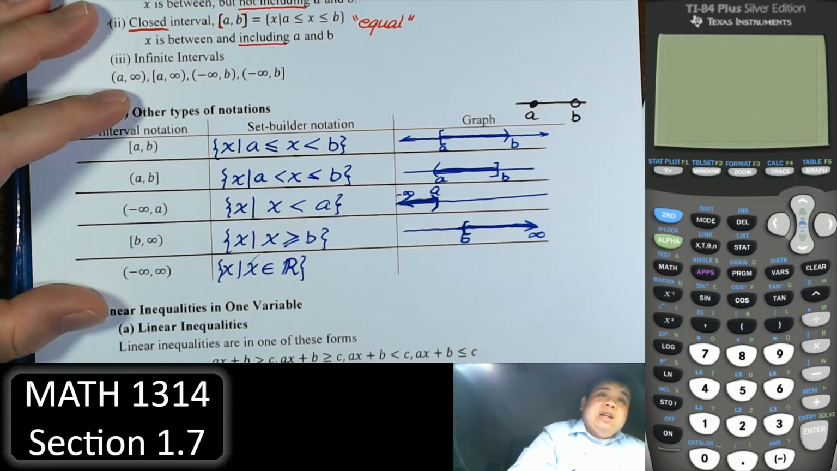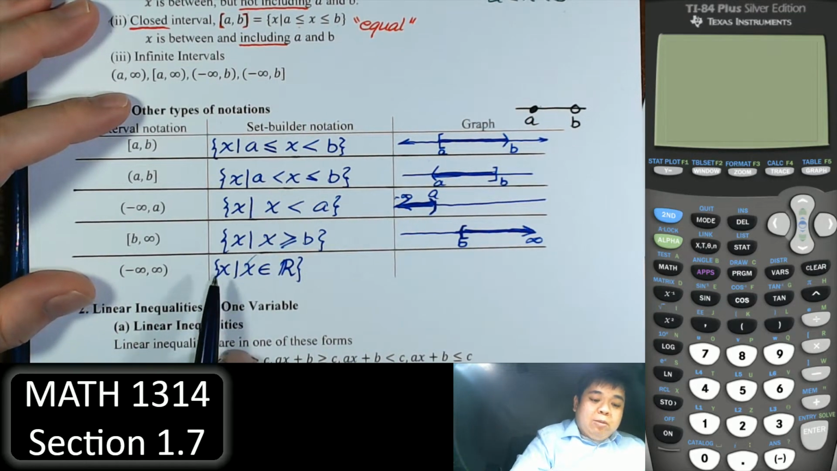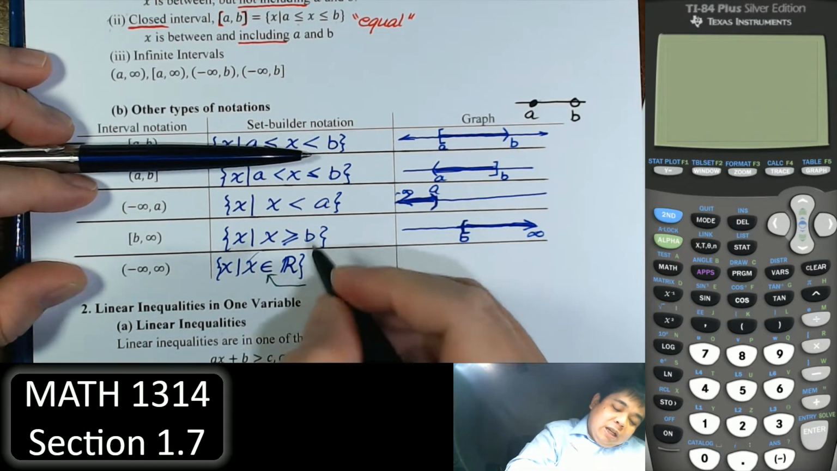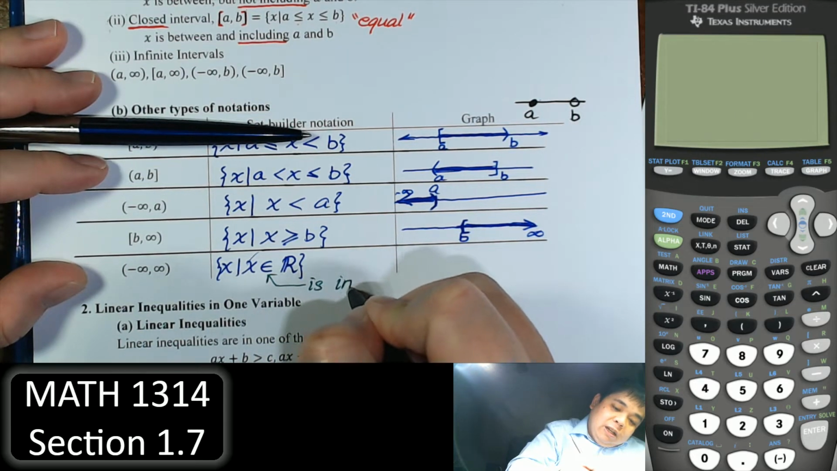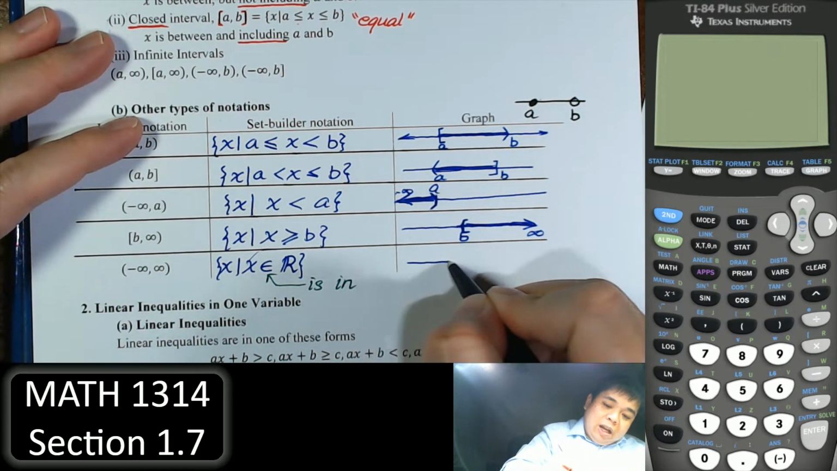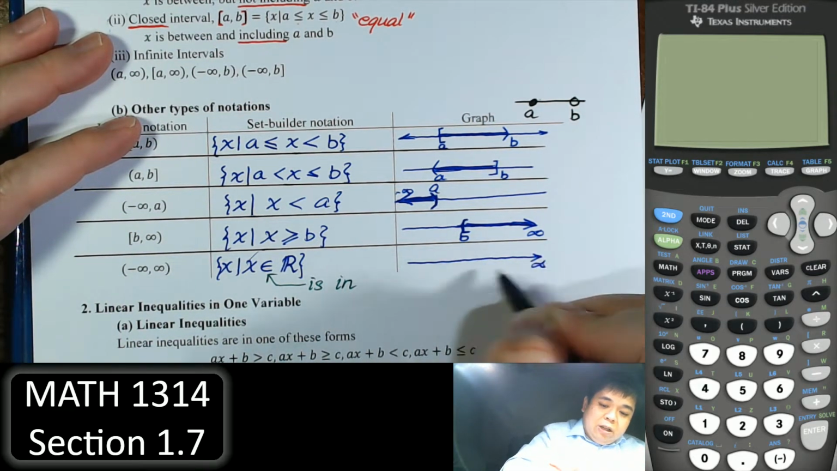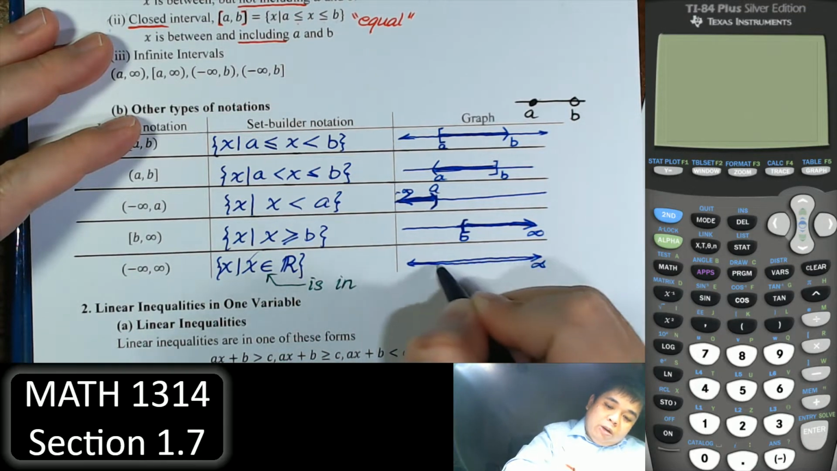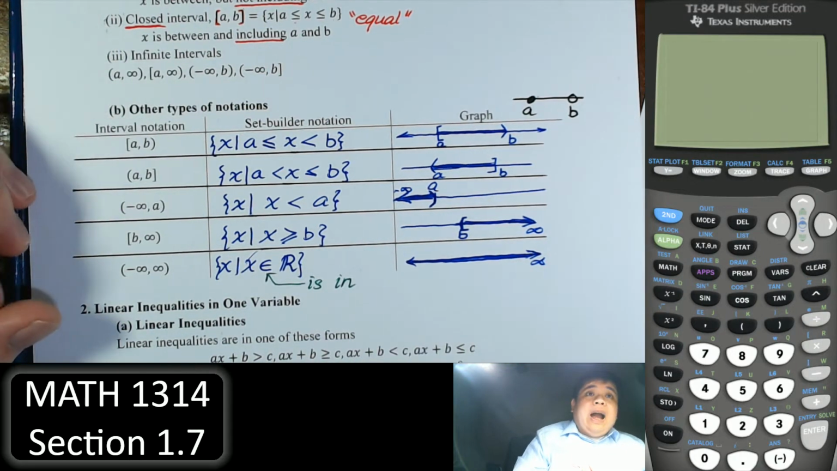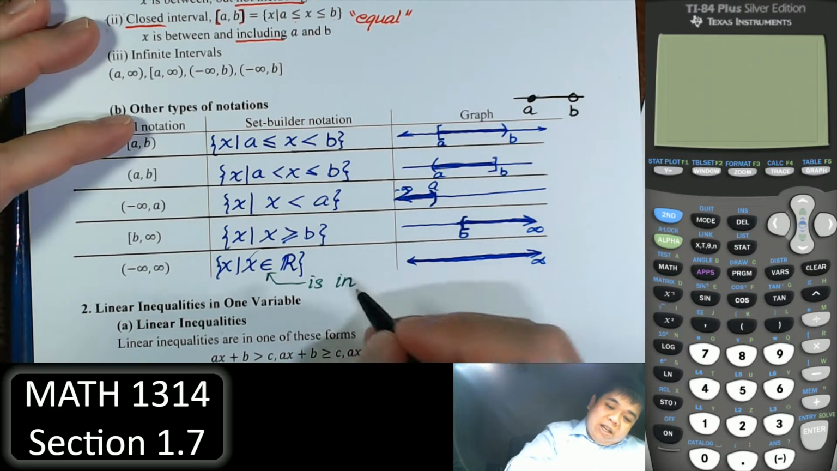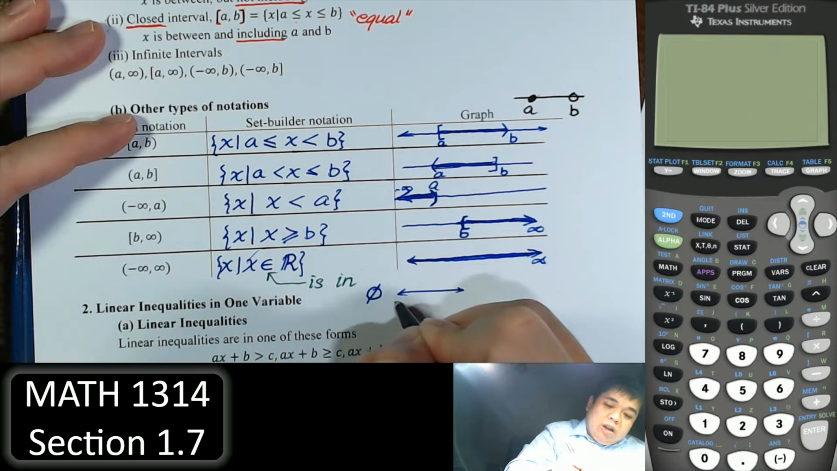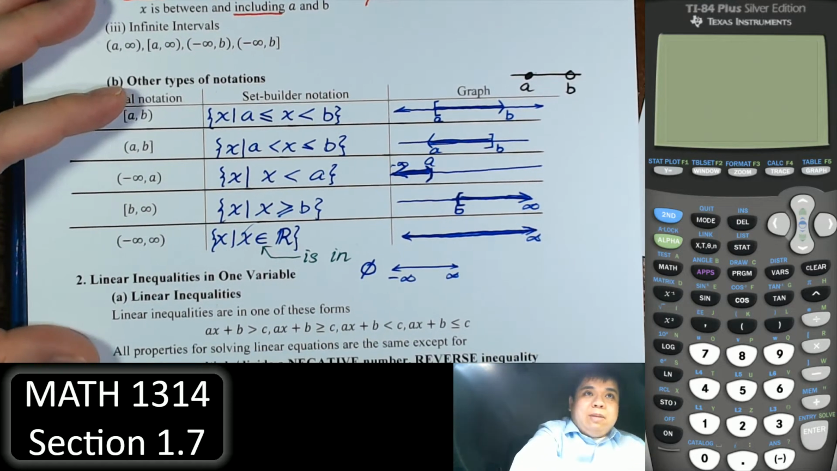If we want to write set builder notation, so the set of all the x such that x is a real number. This symbol means is in, so x is in the set of real numbers. Because everything is greater than negative infinity and less than infinity, in this case we're going to draw the whole line. And I forgot to mention that for an empty set, we just draw the line and do not select anything on the line.